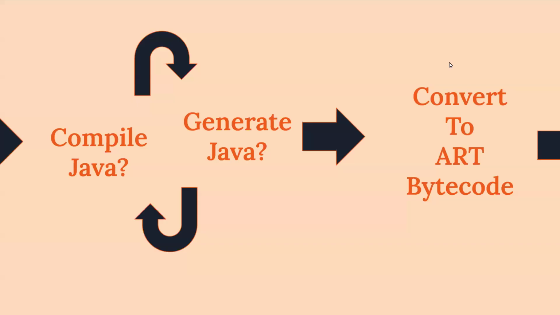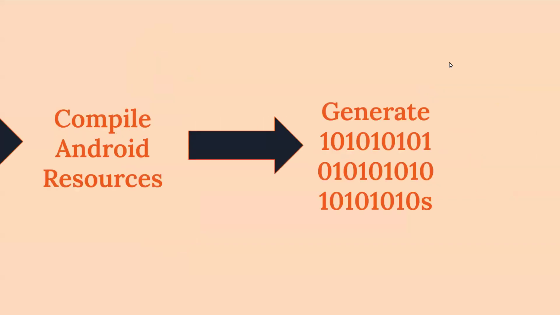Art, which is like the bytecode or ART bytecode. So this makes it runnable on Android. And then we have to compile Android resources, and then eventually we end up with zeros and ones, so it runs on an Android system. And all of that is actually pretty complicated, but I'm going to try and simplify it a little bit more.